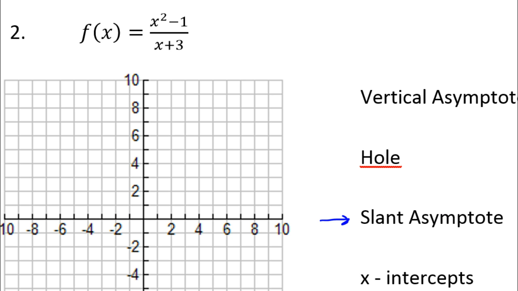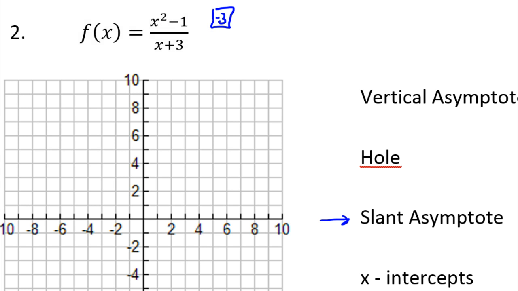The way you find the slant asymptote is by division. You can do long division, which is what I did on the previous video. But in this case, a nice simple x plus 3, you can do synthetic division. So that's what I'm going to do. Synthetic division works like this. If I'm dividing by x plus 3, in the little box I put a negative 3. It's what you get if you set this equal to 0 and solve.